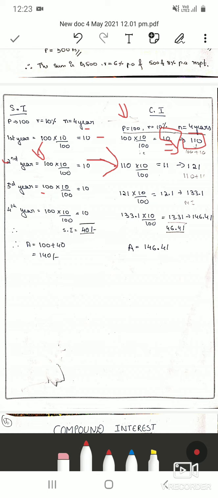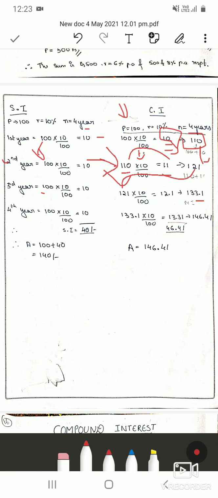So now it is 110 into 10%. So 10% of 110 is 11 rupees. So it is amount plus interest again. Here the amount is how much? 110. So 110 plus 11 gives you 121. Now you have to consider 121 as your principal amount. Of 121 you have to calculate again 10%. So it will be 12.1. So your new principal amount is now 133.1.